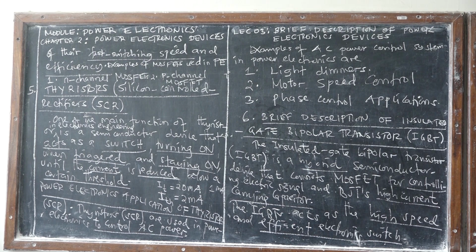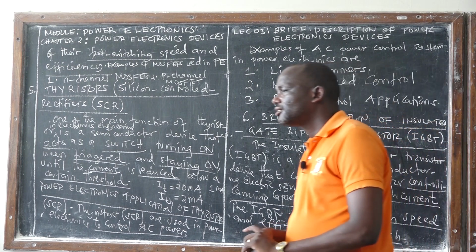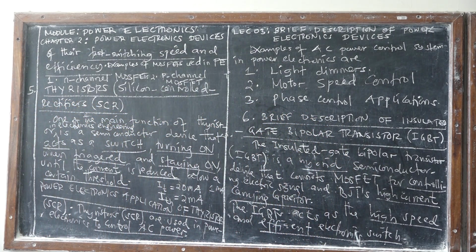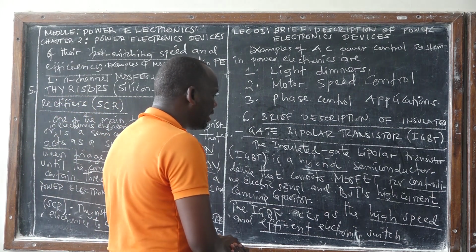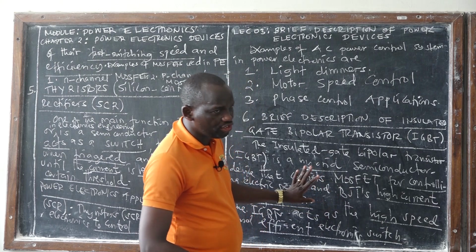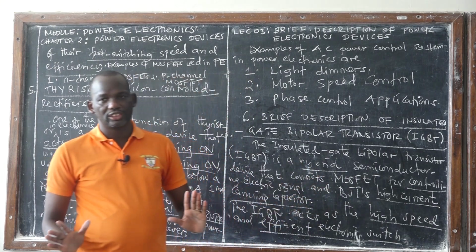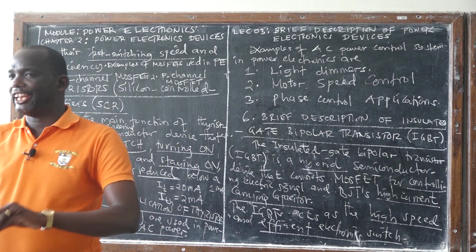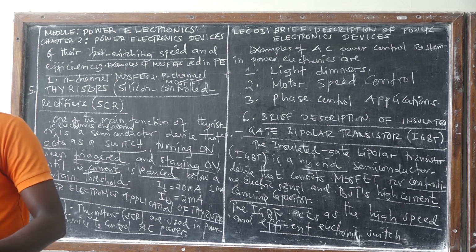Stand up. So it consists of how many devices? The first one is what? The second semiconductor device is what? A BJT. We discussed power BJT, and I discussed MOSFET. So this is the integration of MOSFET and the bipolar junction transistor.